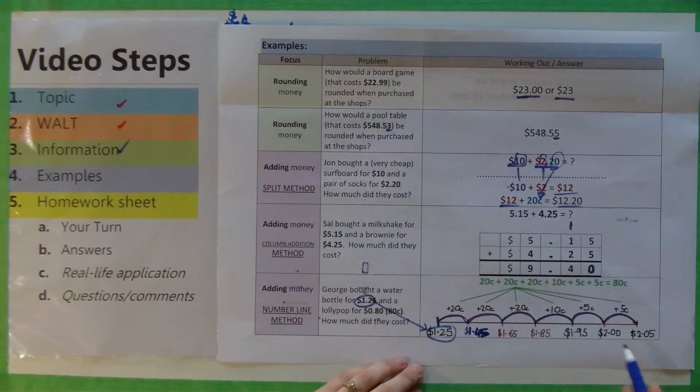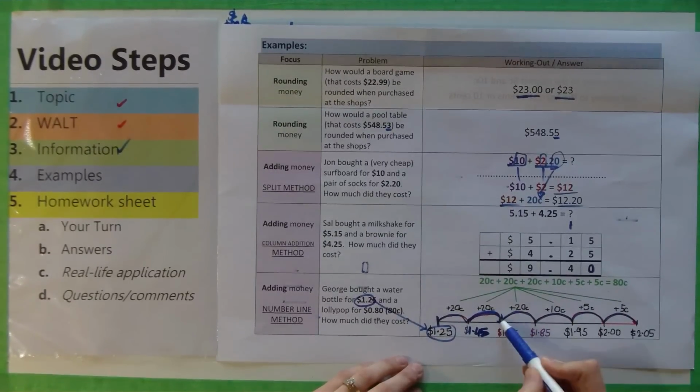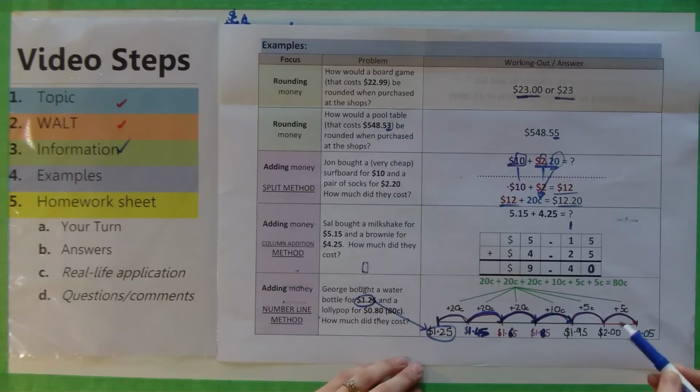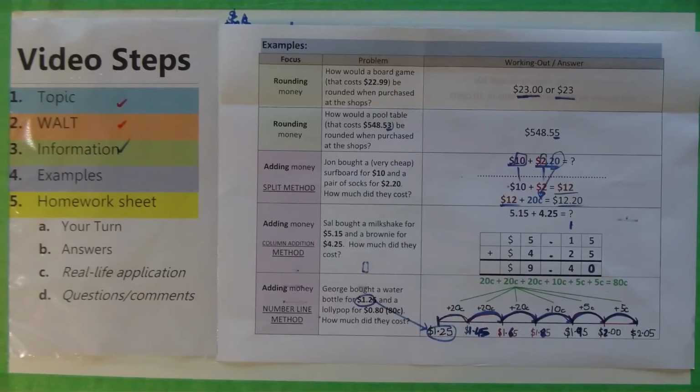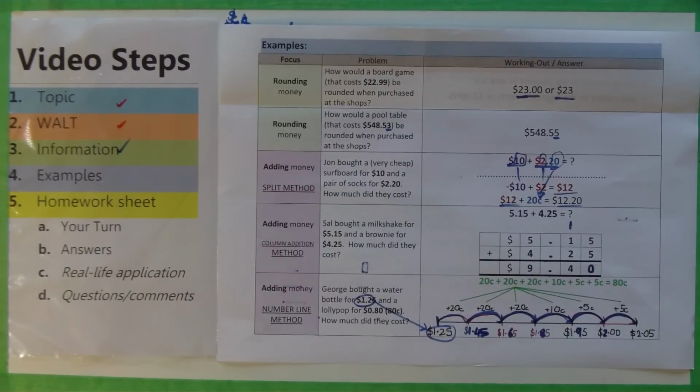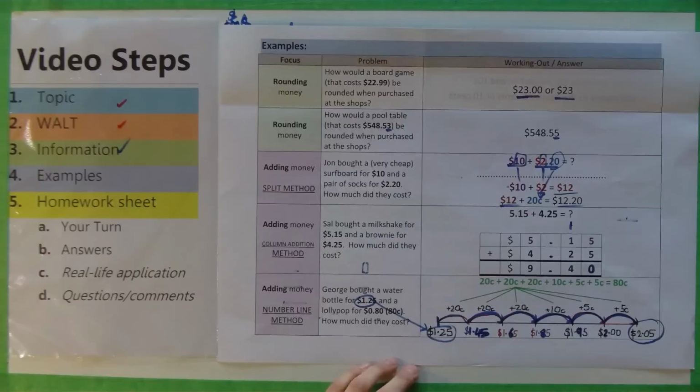Sorry about that. And then you go another 20 cents would be $1.65, another 20 cents would be $1.85, another 10 cents would be $1.95, 5 cents would make it $2, and then 5 more cents would make it $2.05. So in total I've added on 80 cents just in small little bounces, as I like to call them. And so I end up with, it would cost $2.05.